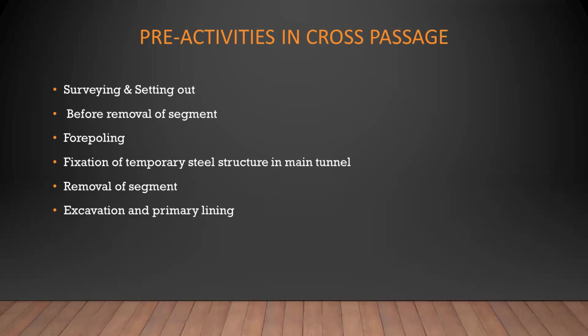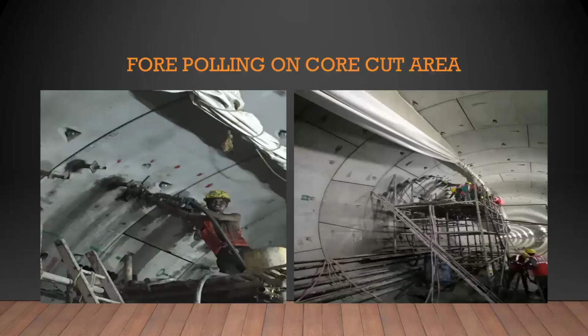Fixation of temporary steel structure in the main tunnel prior to removal of segment pieces. Excavation has to be carried out with a mini excavator in heading and benching manner. This is the forepoling technique, forepoling on the core cut area.